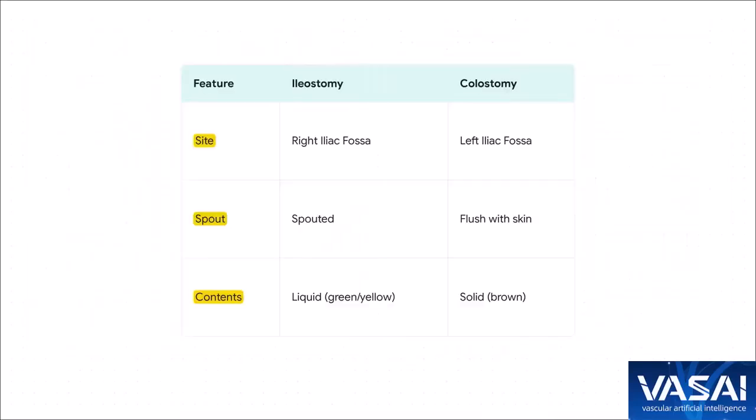Now, while it's not perfectly accurate clinically, demonstrating this technique shows the examiner you understand the anatomy of the inguinal canal. Now, what's great is that stoma identification can be pretty simple if you just remember three key features. An ileostomy is typically in the right iliac fossa, it's spouted to protect the skin from enzymatic output, and its contents are liquid. A colostomy, on the other hand, is often in the left iliac fossa, it's flush with the skin, and it has solid fecal content.